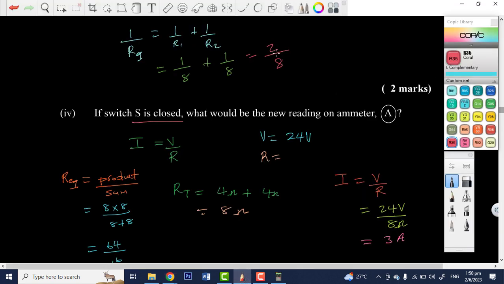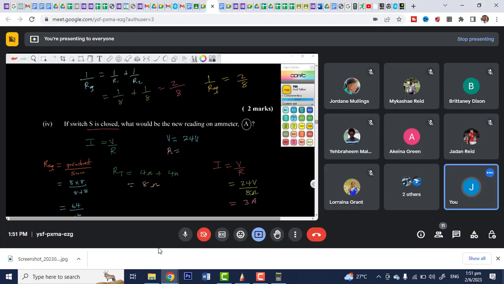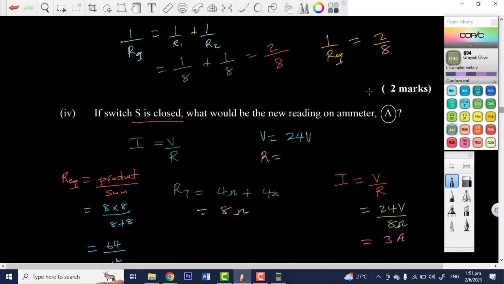What you should have done is consider that this is 1 over REQ, which is equal to 2 over 8. To find REQ, you have to invert. So you flip this, and you get REQ over 1 is equal to 8 over 2. Divide that out, that's where you get the 4. 2 divided by 8 gives you 1 over 4, a quarter, 0.25. So, did you do the inverting part, the reciprocating?